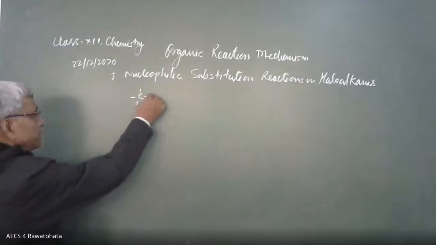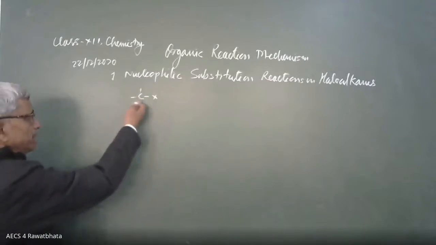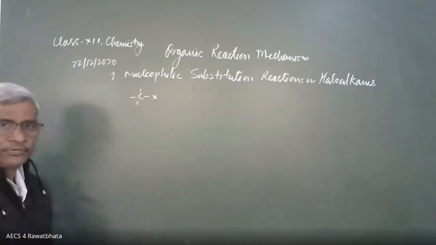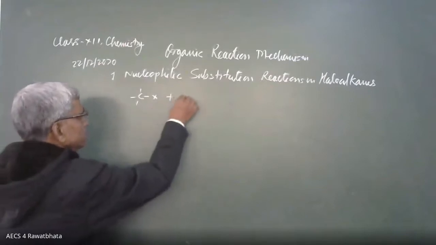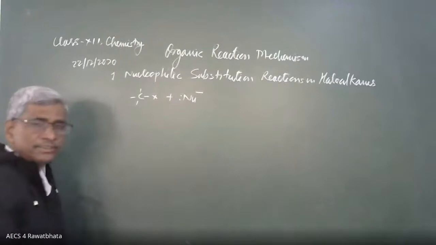This is the general representation of haloalkane, maybe 1 degree, 2 degree, or 3 degree. The degree is decided by the carbon. If there is only hydrogen here, it is 1 degree. Accordingly, we can decide the degree. It combines with a nucleophile, Nu, which can be shown in a general way.